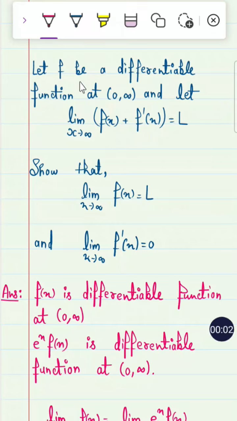Today we have discussed a differentiable function on (0, infinity), where the limit as x tends to infinity of the function's value plus the derivative of this function is a limit capital L. We have to show that the limit of the function is capital L. If the limit of the sum of the derivative and the function is capital N, then we have to find out that the function's limit is capital N and the derivative's limit is 0.